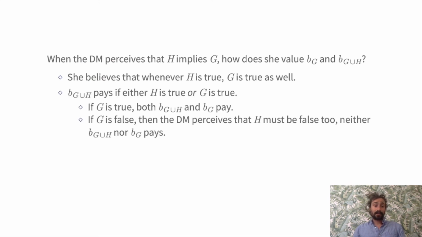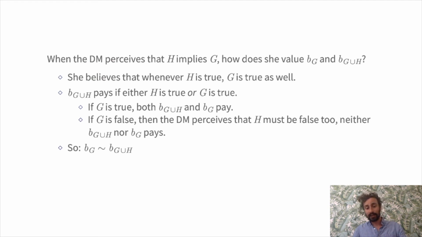A bet on G union H is a bet that either H is true or G is true. So when does this pay off? Well, if G is true, then it pays, because that's a sufficient condition for it to pay. And also a bet on G pays, of course. Now, if G is false, the decision maker, through this implication, must also perceive that H is false. That's the contrapositive of this implication. And so that means that neither G union H nor G is true, and so neither bet pays off. So in other words, she's indifferent between a bet on G and a bet on G union H.